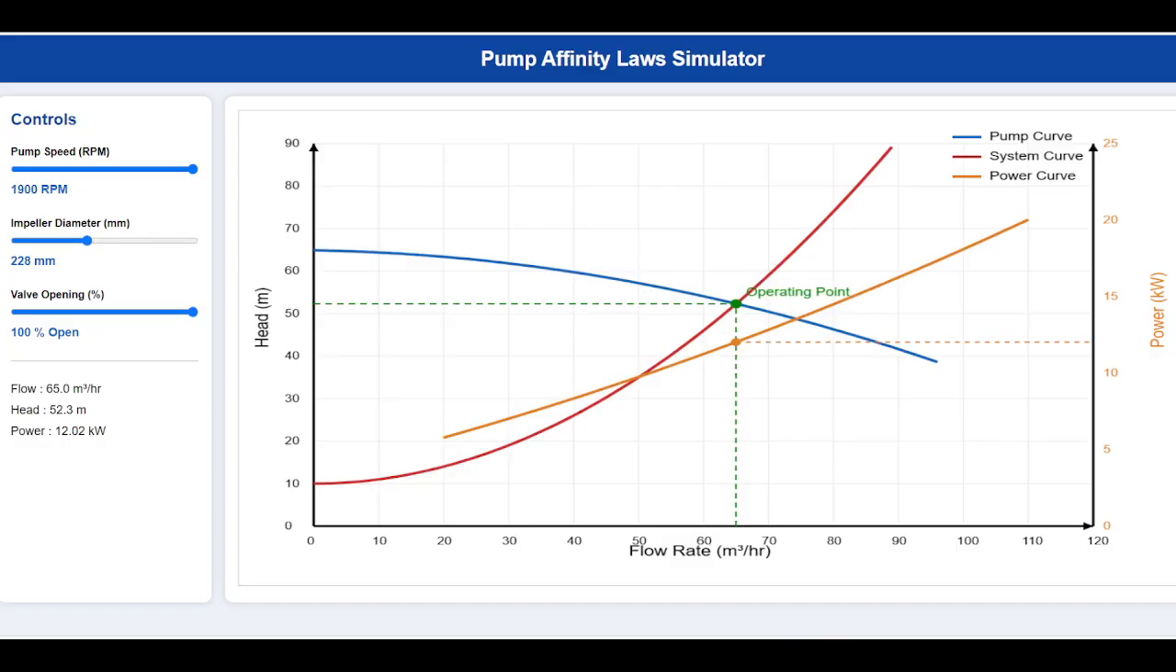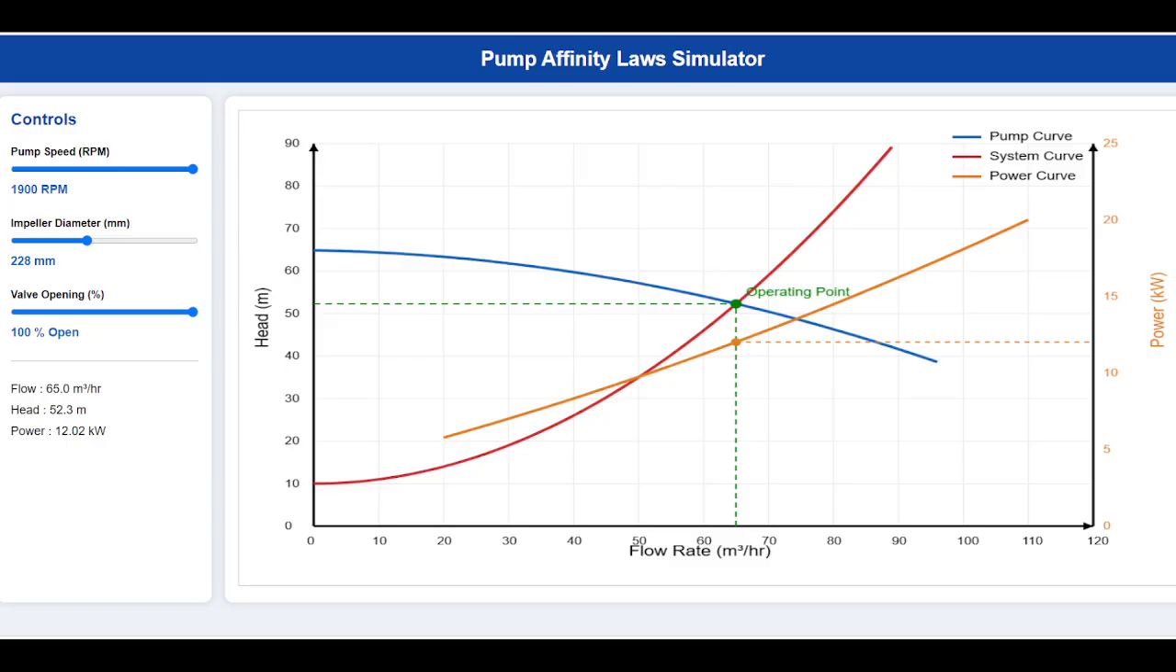So, just like changing the pump speed, changing the impeller diameter changes the pump performance curve, the power curve, and the operating point. However, in this case, the change is achieved mechanically by modifying the impeller size rather than changing the pump speed.